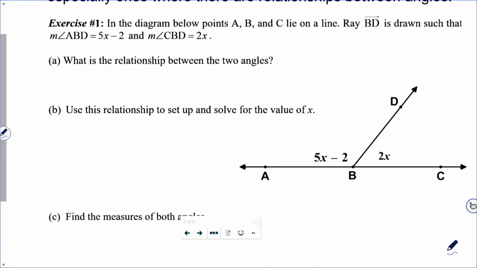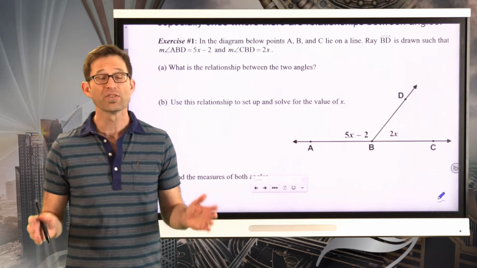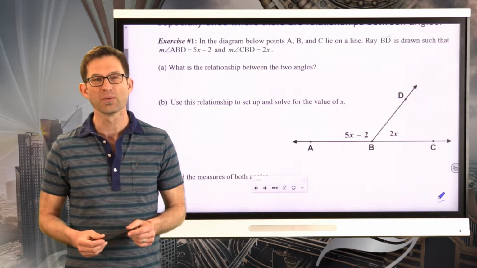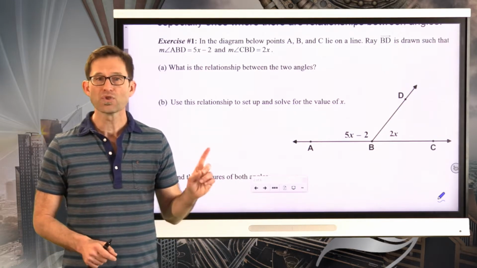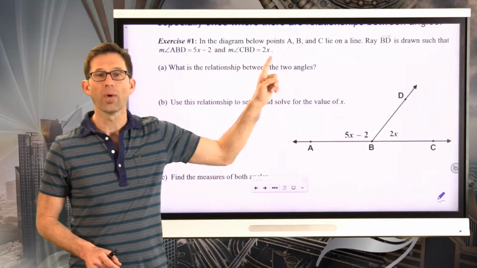In the diagram below, points A, B, and C lie on a line. Ray BD is drawn such that the measure of angle ABD is 5x minus 2 and the measure of angle CBD is 2x. Letter A, what is the relationship between the two angles? All right, so we just named 4 different types of relationships that two angles can have. Pause the video now and tell me which relationship relates these two angles together.